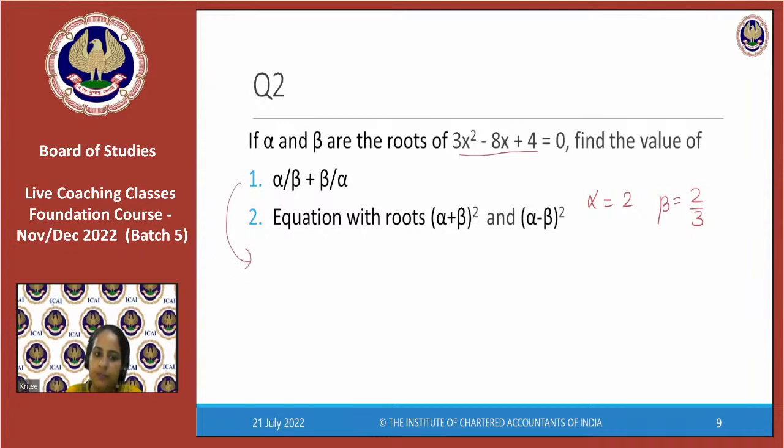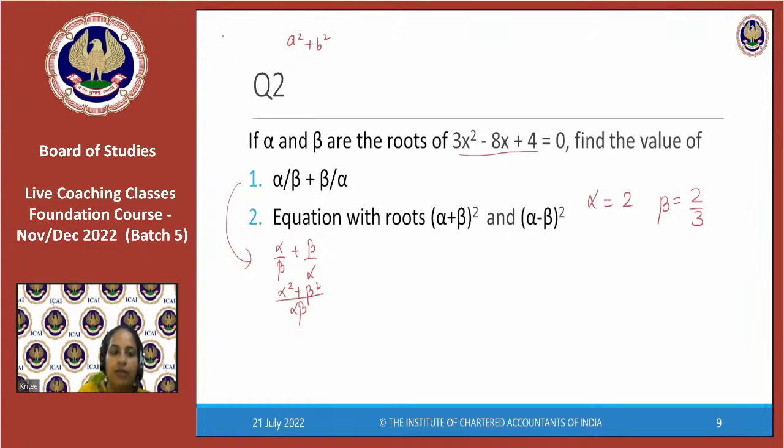The first part is very easy, super easy in fact. Alpha by beta plus beta by alpha. We have to find out its value. So how do we go with this is we take the LCM, alpha beta. This is now alpha square plus beta square. So those of you who were running from algebra will not run away. Now, what do we have to do? We have something like a square plus b square.